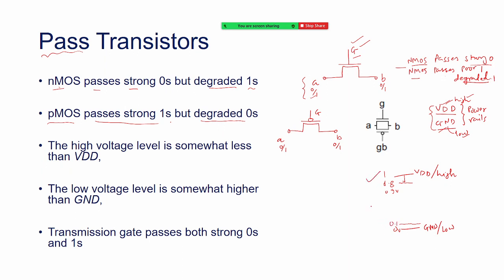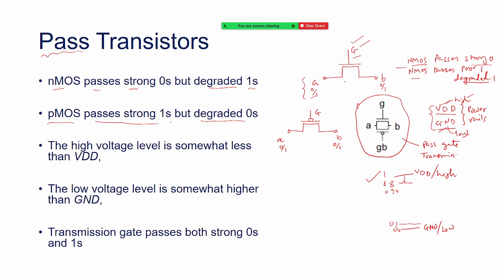So that's why we come up with another switch. We combine NMOS and PMOS in parallel to each other. We call this a pass gate, and we also call it a transmission gate.